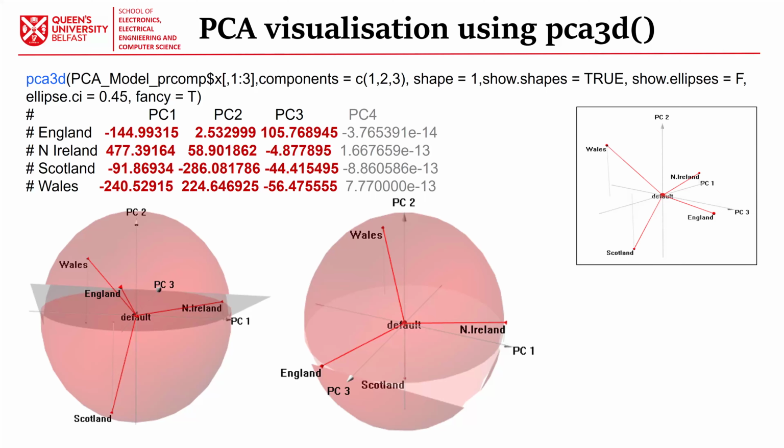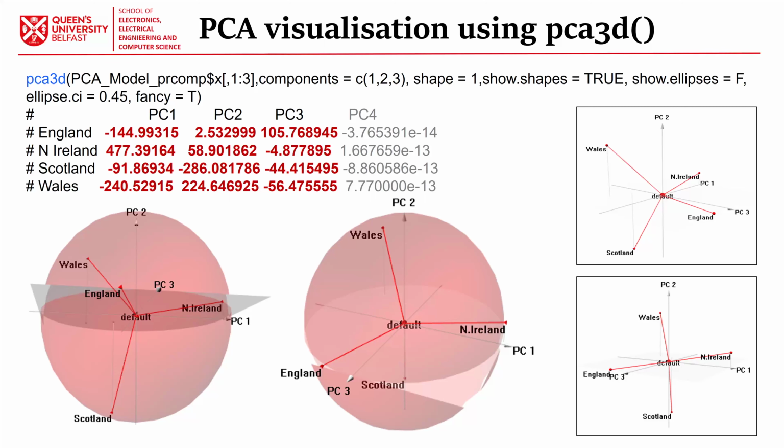If I get rid of the ellipse here, you can see this is Northern Ireland, this is England, this is Scotland, and this is Wales. Again, I rotate this figure in three dimensions clockwise, and as you can see, Northern Ireland, Wales, England, Scotland. The selection of the angle and creating the final result is really important for the interpretation.